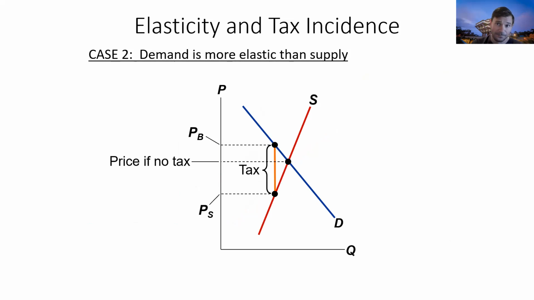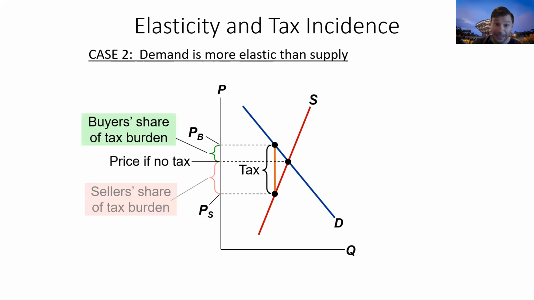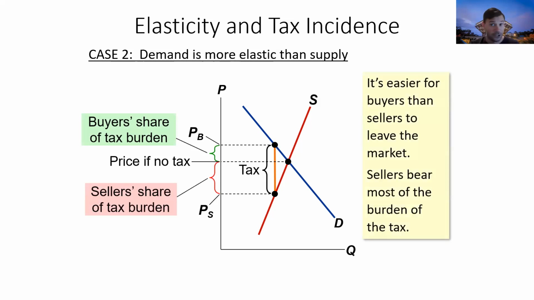Now, in this case, the buyer's share of that tax burden is relatively smaller and the seller's share is relatively larger. And that's because, again, when the pain train comes, when that tax comes and hurts everybody, the buyer's price is higher, that's worse for them, and the seller's price is lower, that's worse for them. It's easier for the buyers to leave the market and get out of the way, which is why in this particular case, the sellers bear most of the burden of the tax.